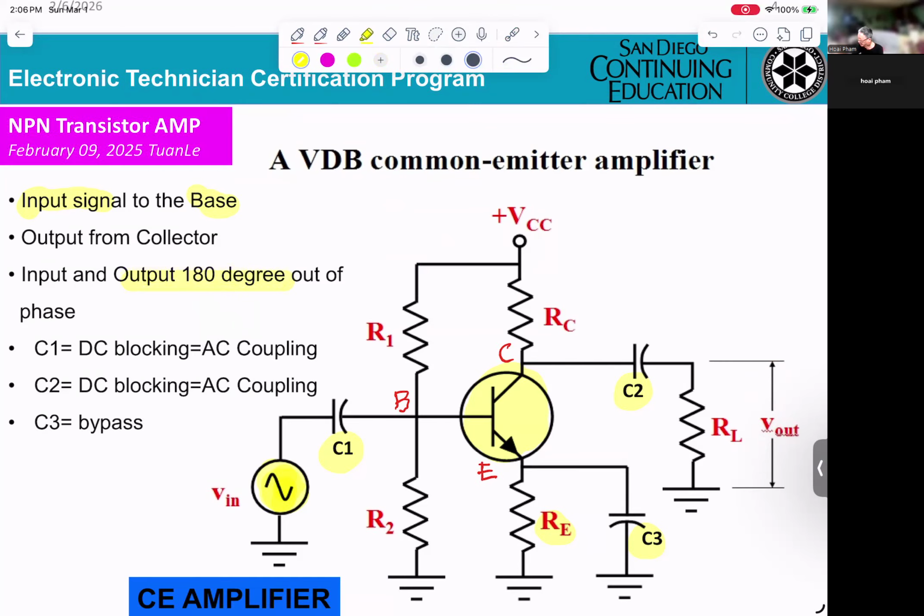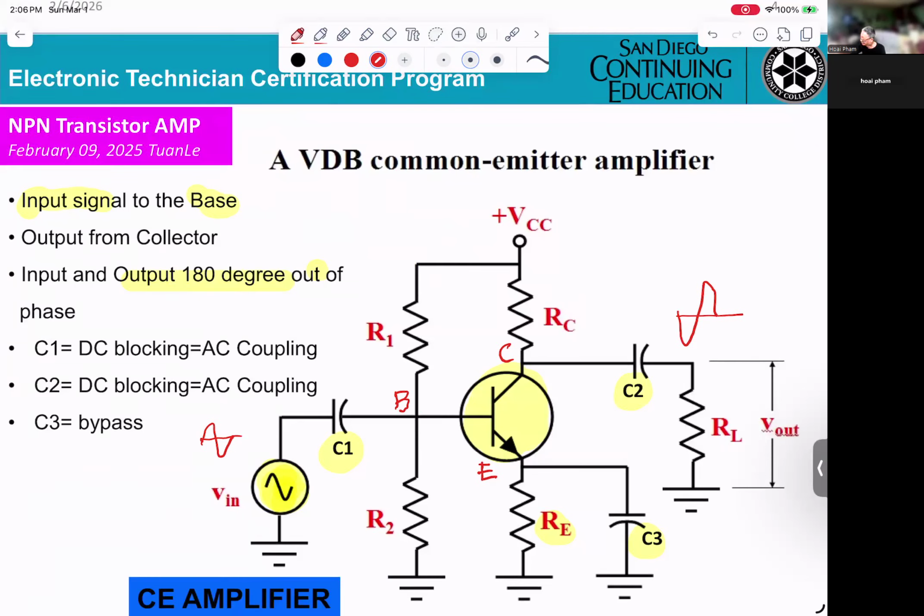180 degrees out of phase. That means if you get the input looking like a sine wave sideways, and the output here, sideways, however, they will be opposite. That means 180 degrees out of phase. Okay? And now we're talking about C1.